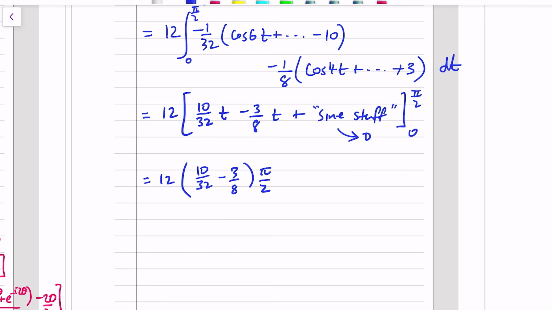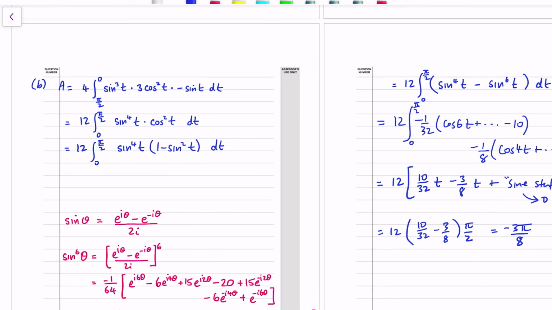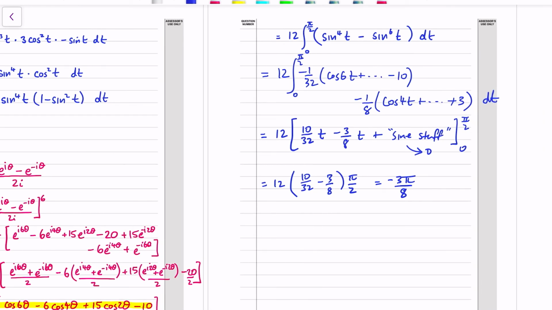Why is my answer coming out as negative? I got negative 3 pi over 8. Should not be negative. Oh, my bad, it was sine to the 4 minus sine to the 6, and I did sine to the... Okay, I needed to make that one a plus, that one a minus. So plus, cool, minus there, plus there, minus there, plus there, 3 pi over 8.